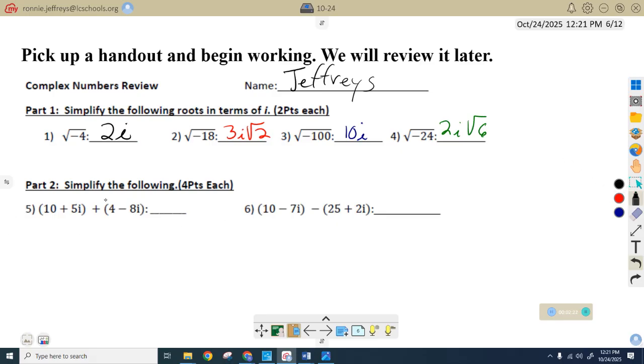Now, part 2, simplify the following. Well, this is adding, so I'm going to add 10 and 4, and I'm going to get 14. So this other one is 5i minus 8i or plus negative 8i. However you want to say it, you're still going to get negative 3i.